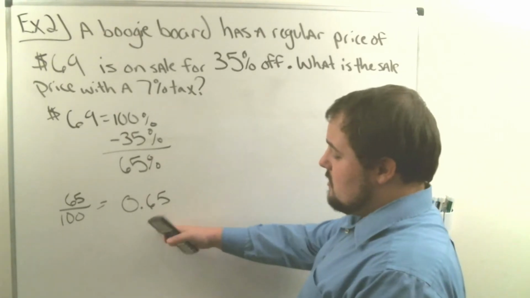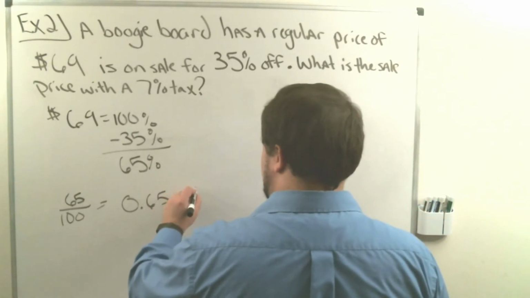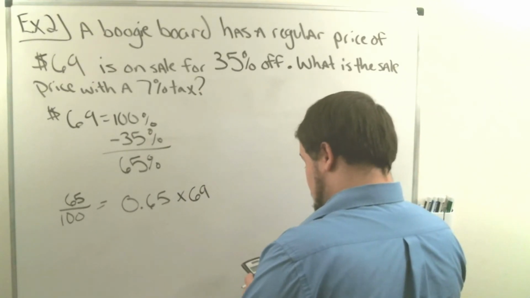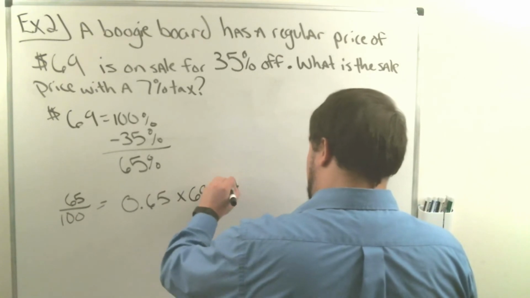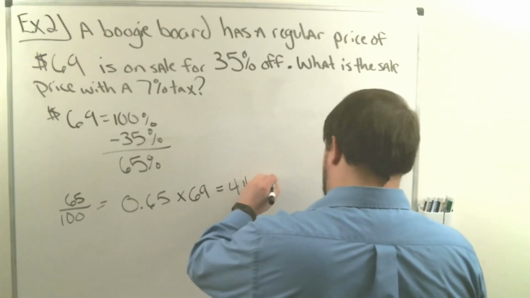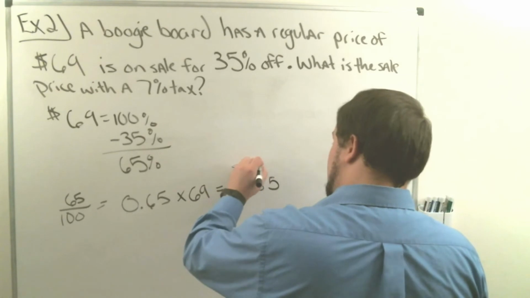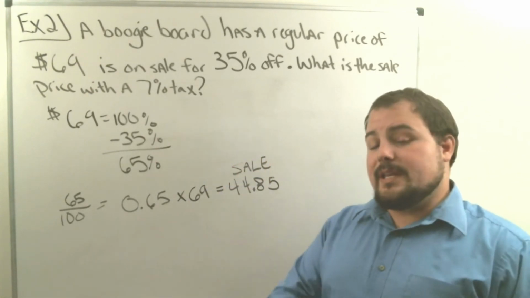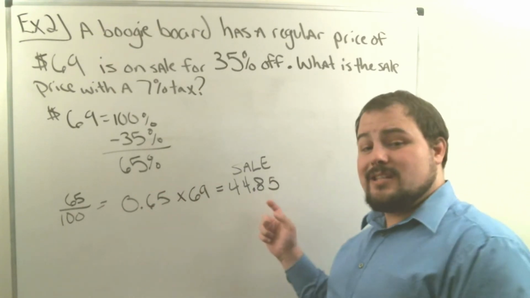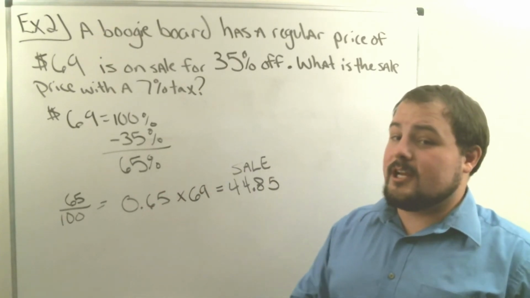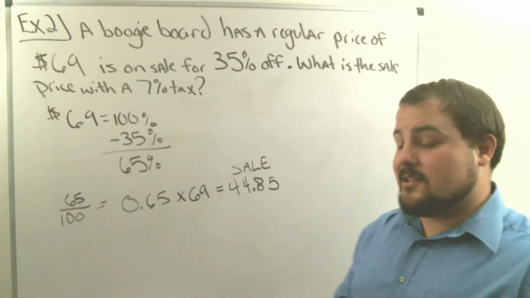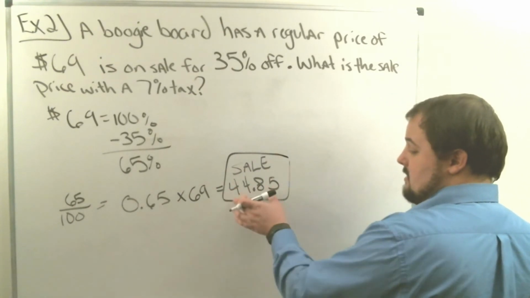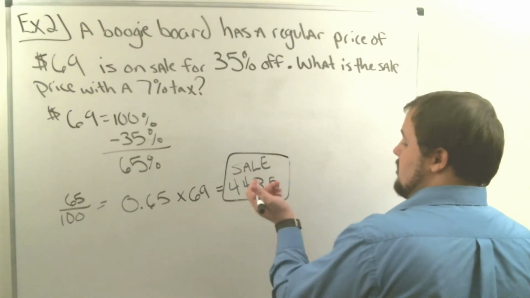As a decimal, we take this percent, multiply it by our price, which is $69. And the sale price of the boogie board is $44.85. So this is how much the boogie board costs when it's on sale. But now we have to add a tax to the sales price, because when we go to the register, we're going to have to pay a tax. So we learned in the previous lesson how to do a tax. This is the amount we're going to use, because this is how much we're actually being charged for the boogie board.